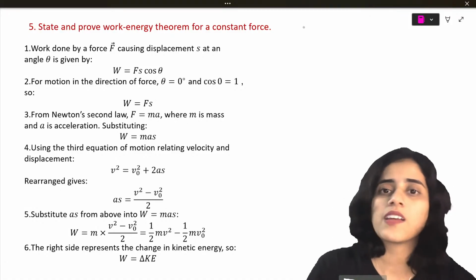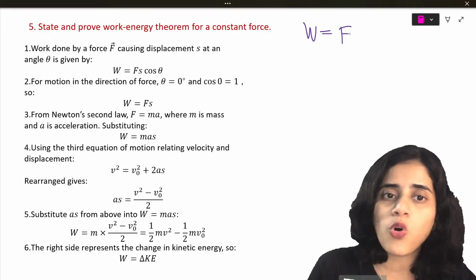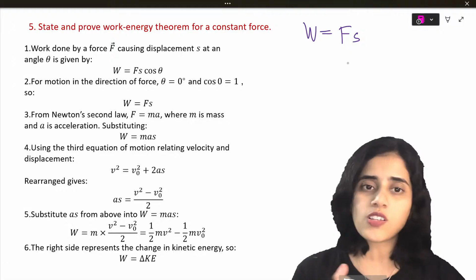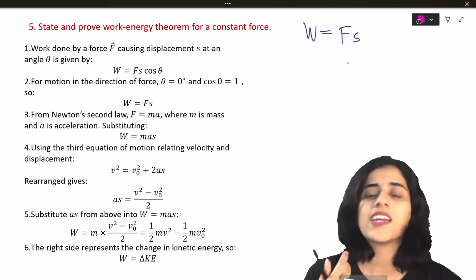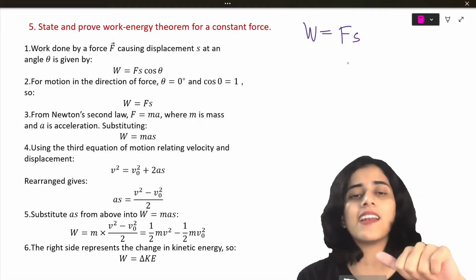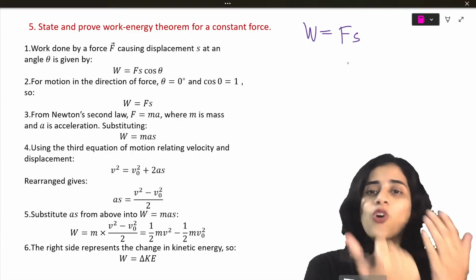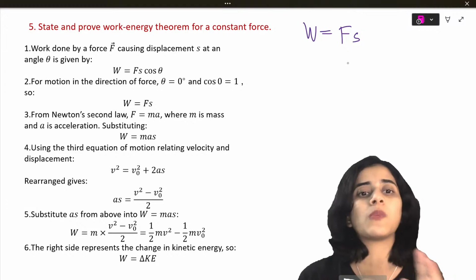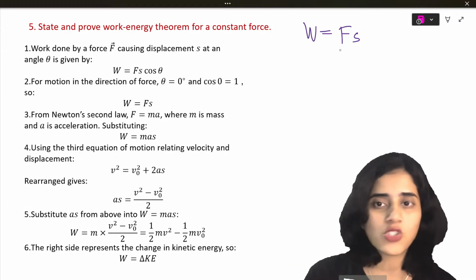Let's do it. So what is work done? Force into displacement. Now some of you might be wondering, ma'am, where is the cos theta? Cos theta is 0 because they are parallel. Force and displacement are in the same direction. So cos 0 is 1. So I will take W as F into S.